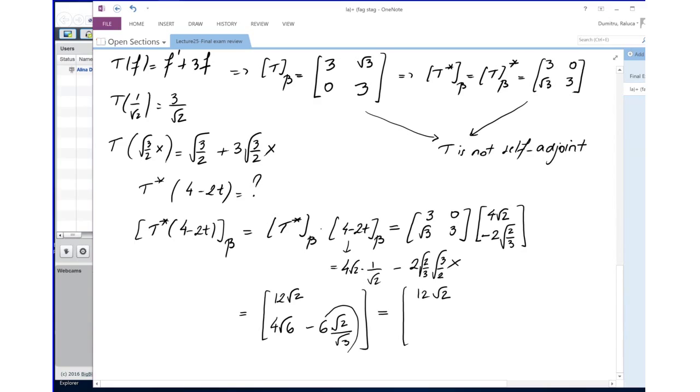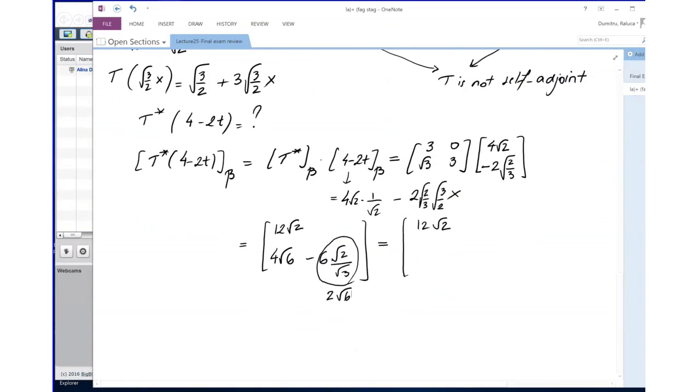And this is what? Isn't that 2 square root of 6? The 6, I'm trying to simplify here. 6 is 2 times the square root of 3 times the square root of 3, right? So 2 square root of 6. So overall it is 2 square root of 6.